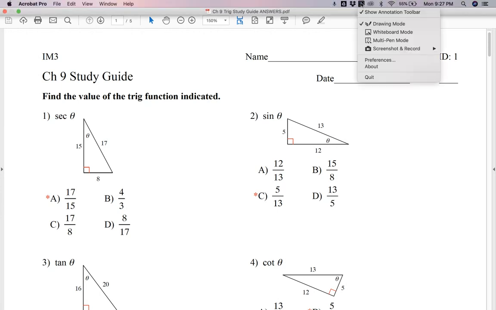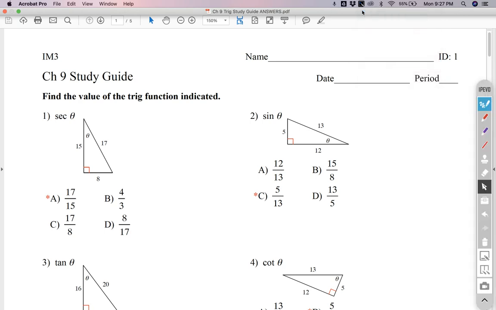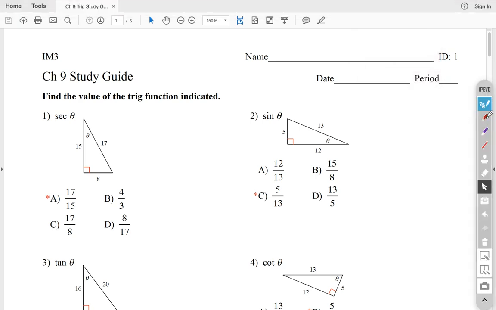All right, so today we're finishing Chapter 9 TRIG by doing the study guide, and then we're going to do the test today as well, or if you need to do it later, you can.